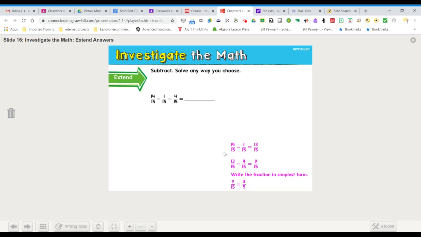Notice that they did it in steps. They got to 9/15, not in simplest form. It has a greatest common factor. Nope, not 2. Nope, not 4. It is 3. We do 9 divided by 3 is 3. 15 divided by 3 is 5. So we have a simplified fraction of 3/5.